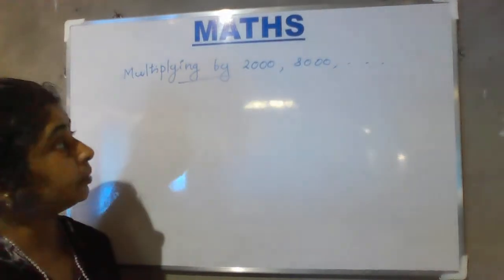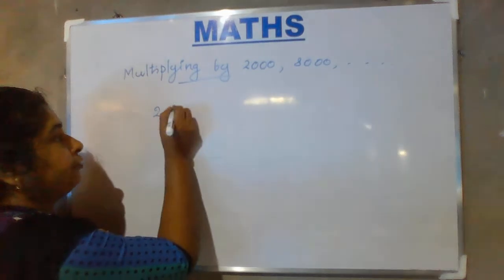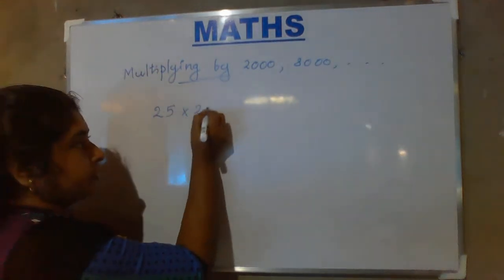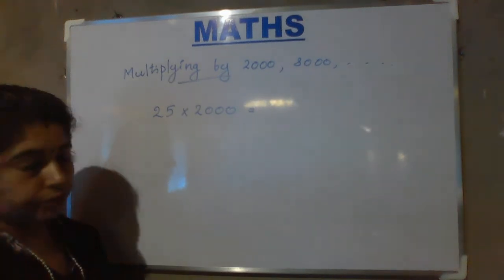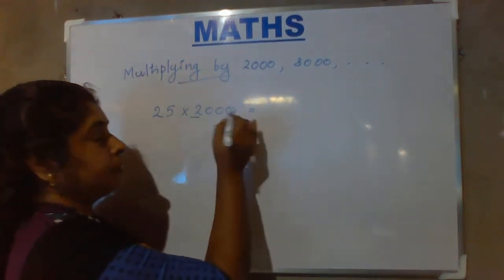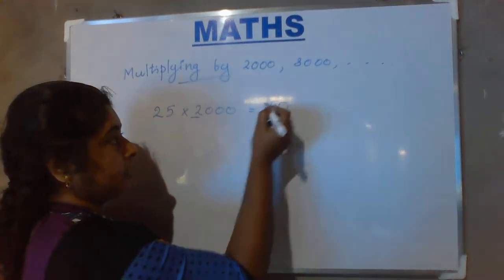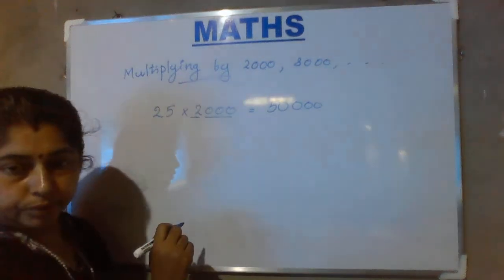The next is multiplying by multiples of 1000. Then 25 into 2000. First of all, we should multiply this 25 by 2. You know that 25 into 2 is 50. Then after, put 3 zeros to the right of this product.